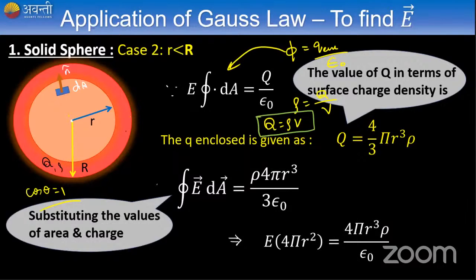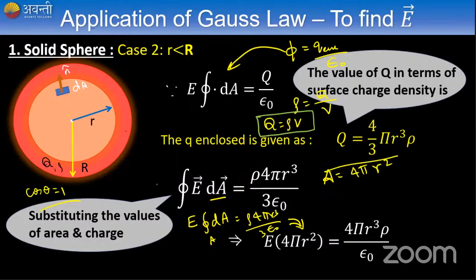Guys, what happens here? See, I substituted the value of A. So on integrating, E times the integral of dA equals rho 4 pi r cube by 3 epsilon naught. If I simplify this, I'll get this expression, right? So the integral of dA will be my A. So I got my area A as the area of the sphere, 4 pi r square. So I'll try to simplify that. What would I get, guys? Please try to simplify and tell me the final expression.